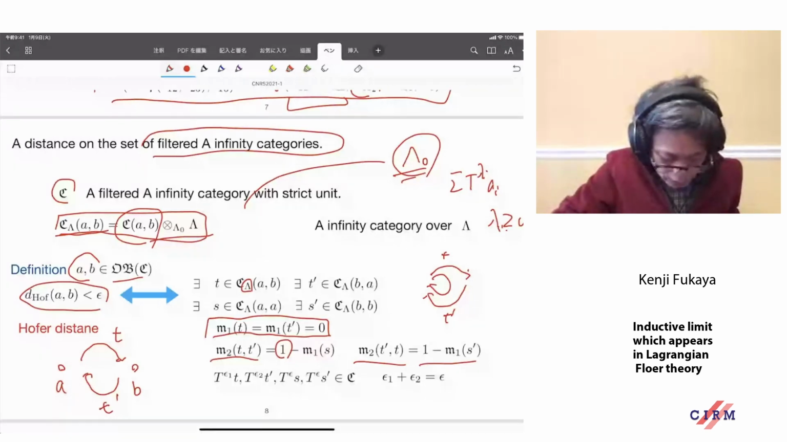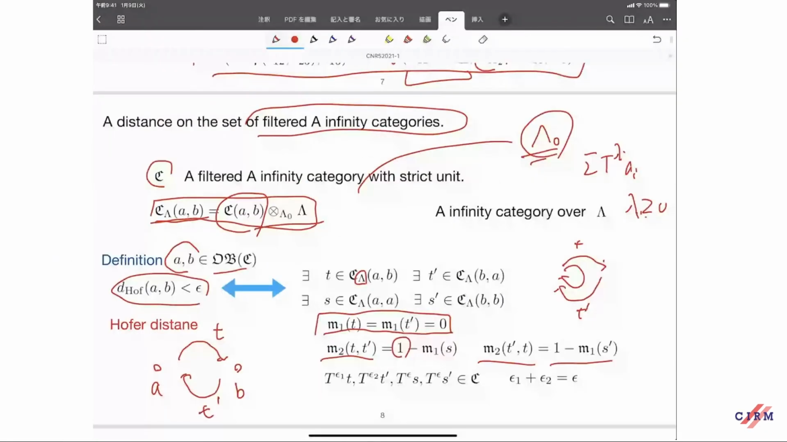And then we want to require that this T prime, S prime is not contained in the original infinity category defined over lambda 0, but only after inverting T. However, you have this kind of negative energy, but this energy is almost non-negative. It means that you take tiny epsilon 1 and epsilon 2, and then it is contained in the original morphism space over lambda 0. And epsilon 1 plus epsilon 2 is epsilon. So this is what I want to call the Hofer distance.